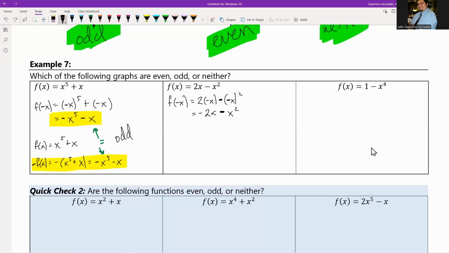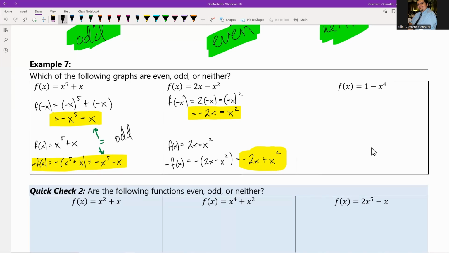Let me do my original. So f of x, the original, is 2x minus x squared. I'm just writing these down for reference's sake. Minus 2x minus x squared. And if I distribute the negative, minus 2x plus x squared. This is my result from plugging in the negative x. It is not equal to the original, so it is not even. And if you take a look at the other one, the negative f of x, it is not equal to that one either.